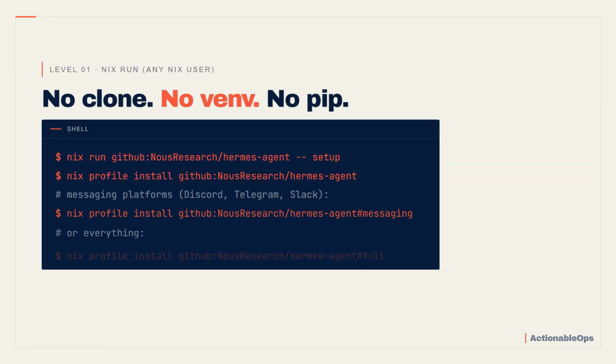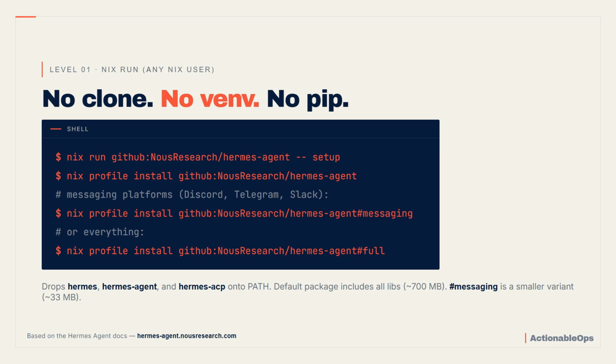Start with Level 1. No clone, no vim, no pip. Just nix run github:NousResearch/hermes-agent -- setup. It builds on first use and caches after that. Once it works, nix profile install drops hermes, hermes-agent, and hermes-acp onto your path.